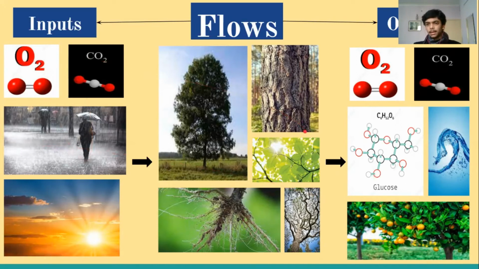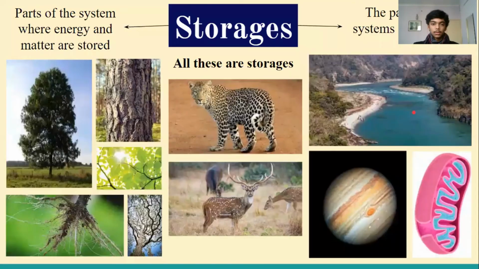So you get the basic idea now that the inputs are the ingredients, the cooking utensils are the parts of the system, and the outputs are the dependent variables or the food which we make using our ingredients. Okay. And now, finally, we have the other part of the system, which are storages. This is fairly simple to understand.